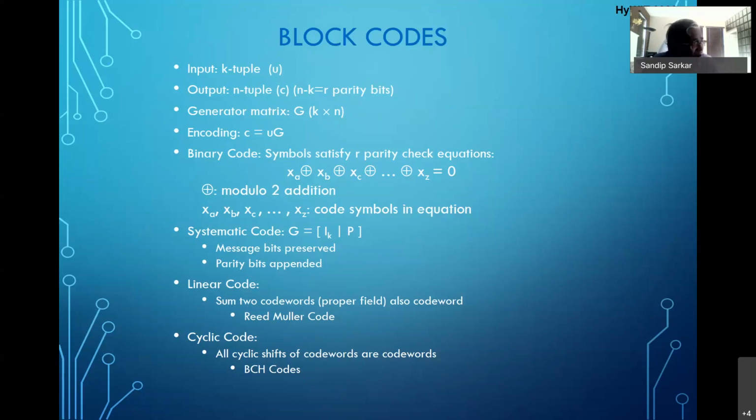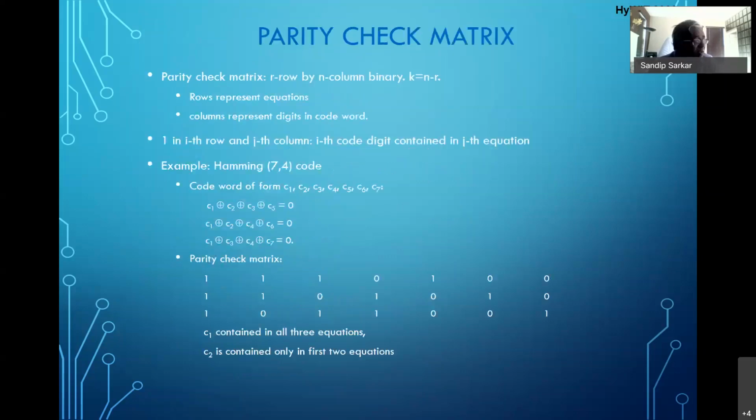Codes can be linear or nonlinear. Linear means that the sum of two code words will also be a code word, and the most powerful of that is the branch of Reed-Muller codes. Or there can be cyclic codes, where all cyclic shifts of the code words are also code words. This falls in the class of BCH codes. And all these have the effect that they lead to good decoding algorithms.